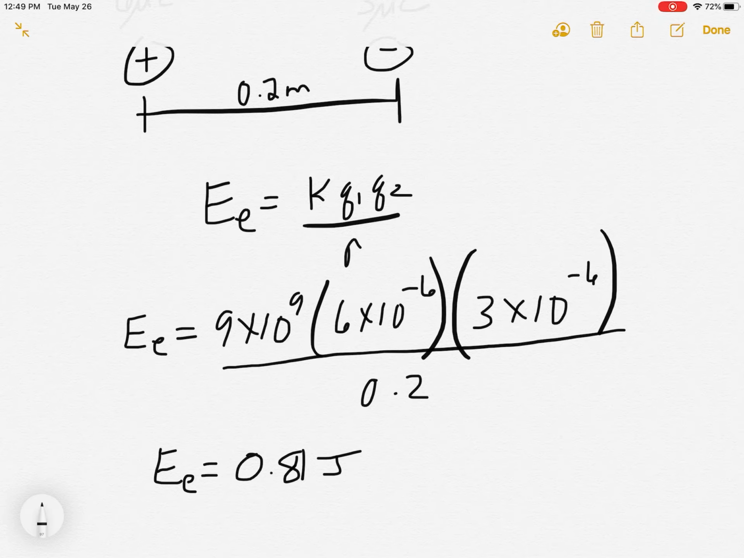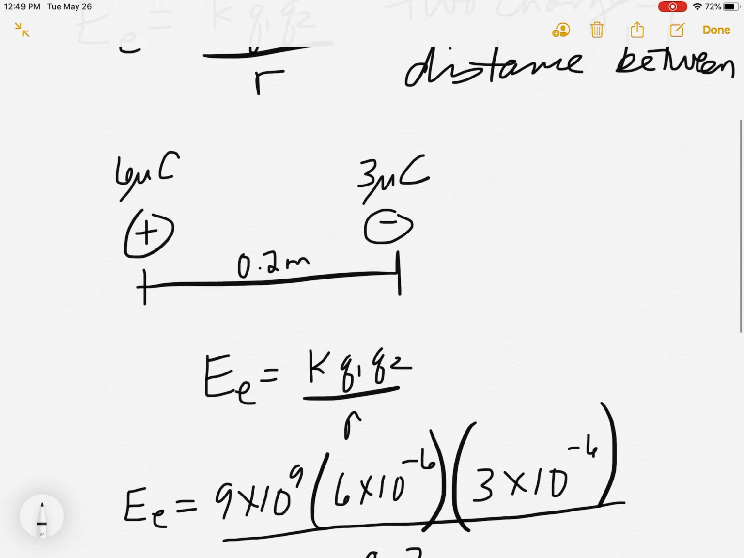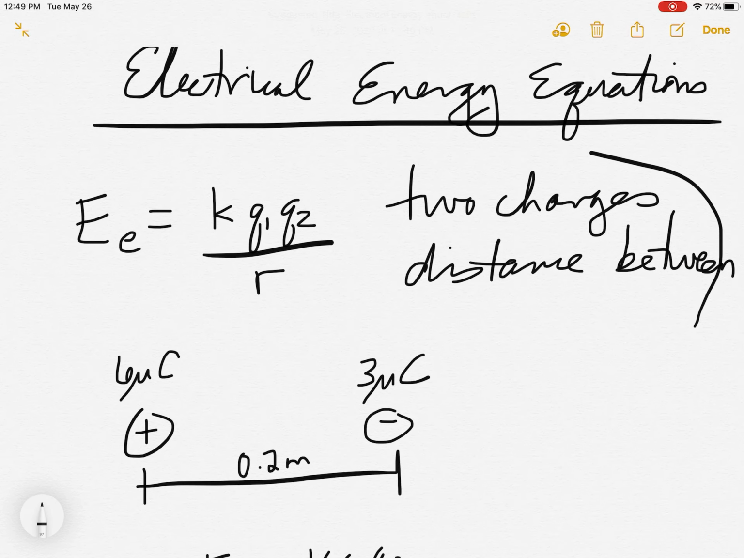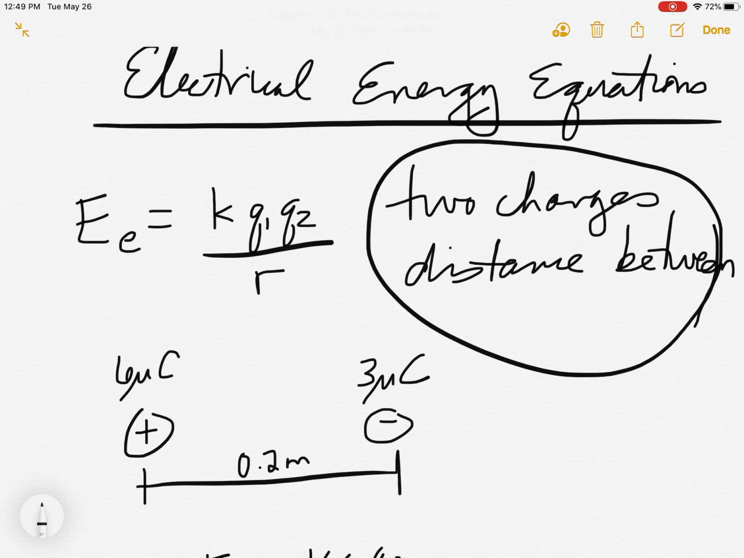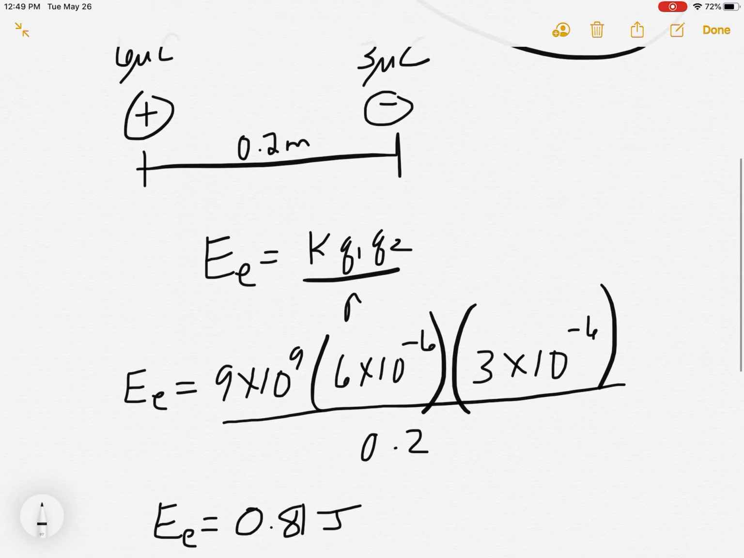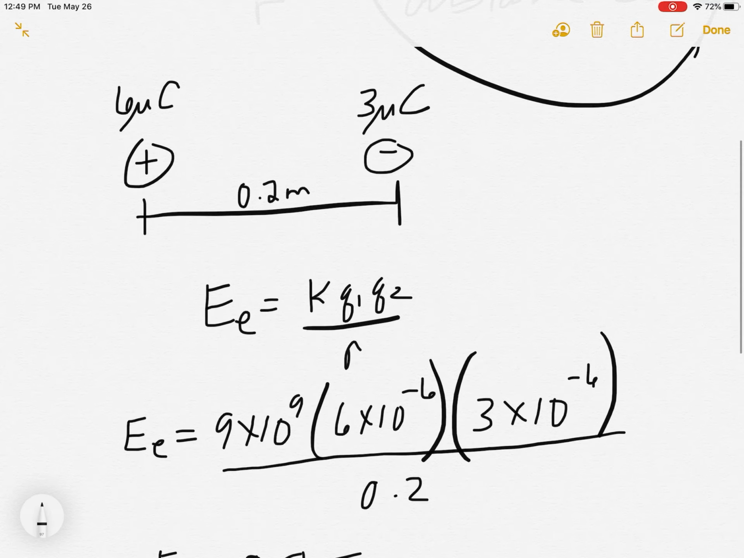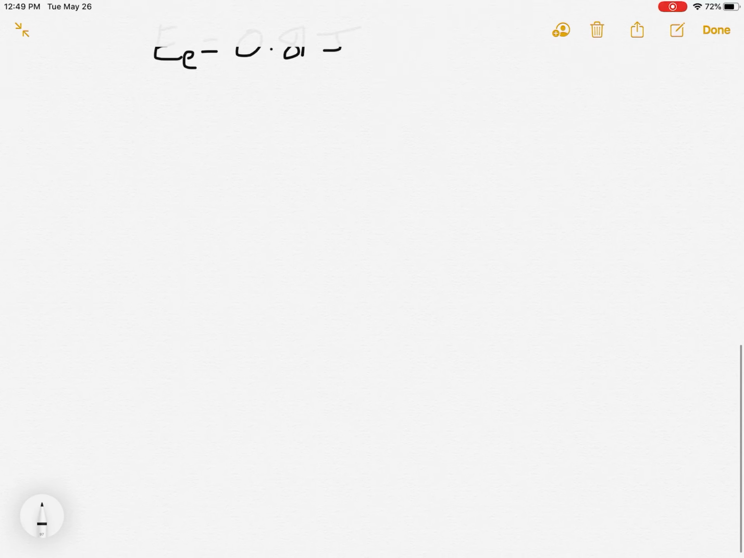All right? You can imagine if they were both touching, if they were both together, and somebody had to stretch them apart against their attraction, they would have to put in 0.81 joules of energy to stretch them apart to 0.2 meters. So that's how we can use that equation. And we use it when we have information about both charges and the distance between them. Okay. Now, I could rearrange this.